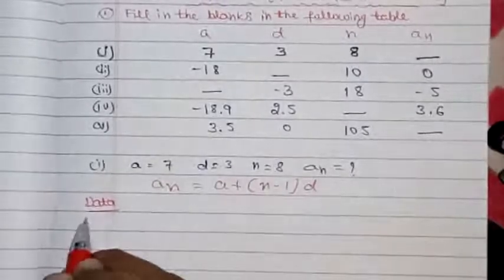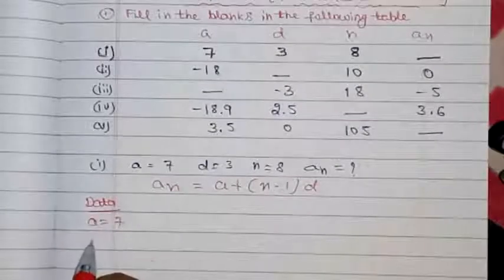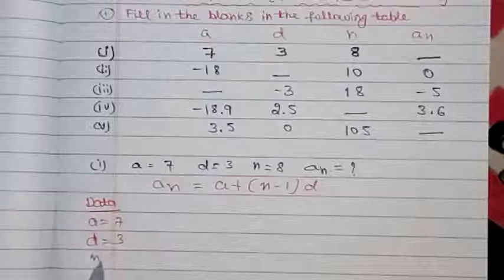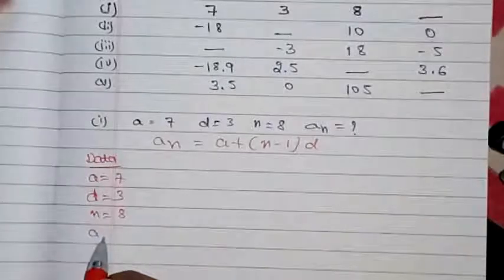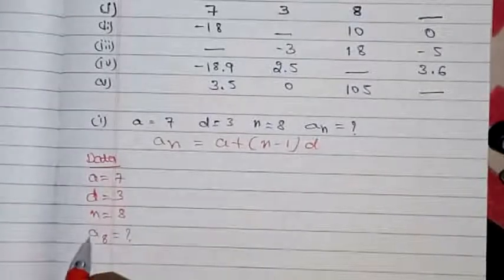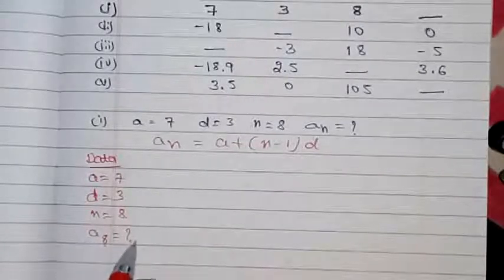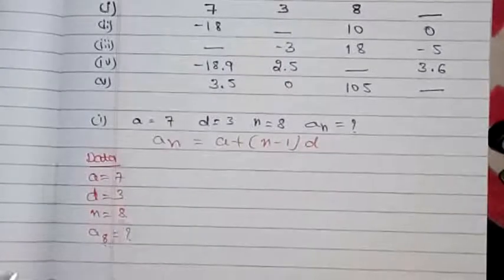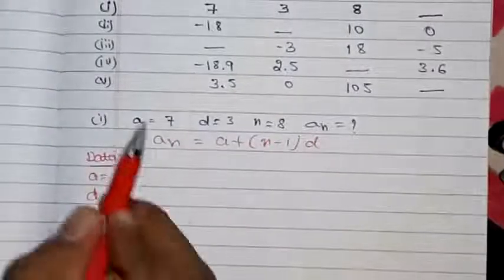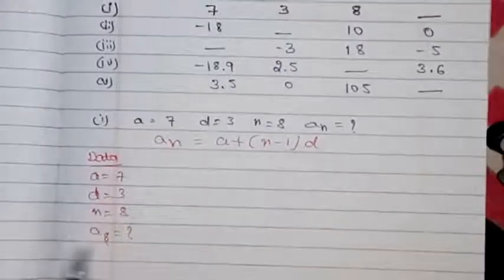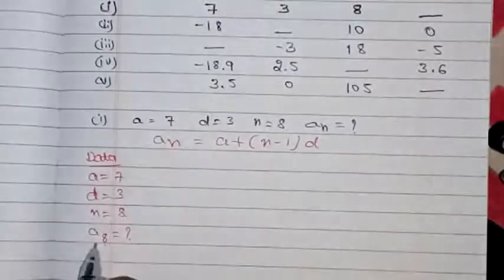Now the data: A equals 7, D equals 3, and N equals 8. So you need to find the eighth term, because the formula is An and the N they have given is 8. So you need to find the eighth term, children. This is the method to solve the problem: write down the data, write down the formula, and apply the values to the formula, children. Now just apply these values to the formula.